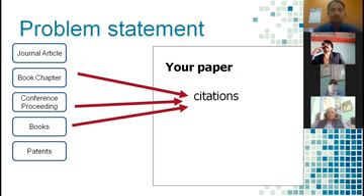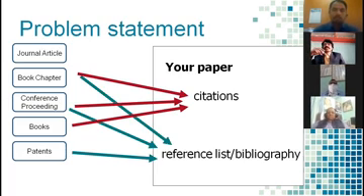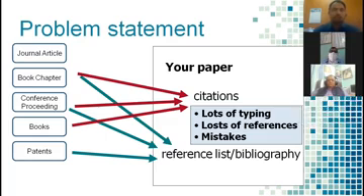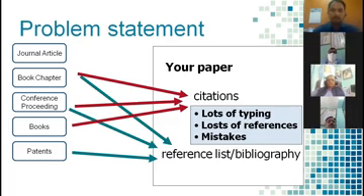So all these different types of documents are available with us, which we are going to refer to in our paper. What you have to do is insert the citations, then create the bibliography. If you are doing it manually, what will happen? You have to do a lot of typing, you come across a lot of references, and you will be making n number of mistakes. So what is the solution?